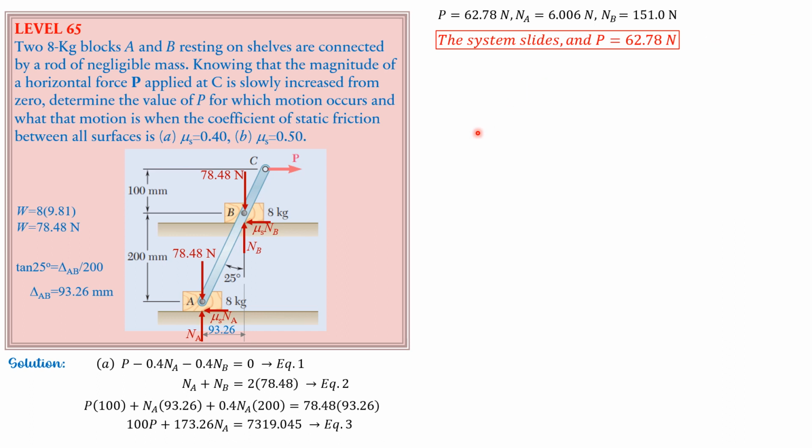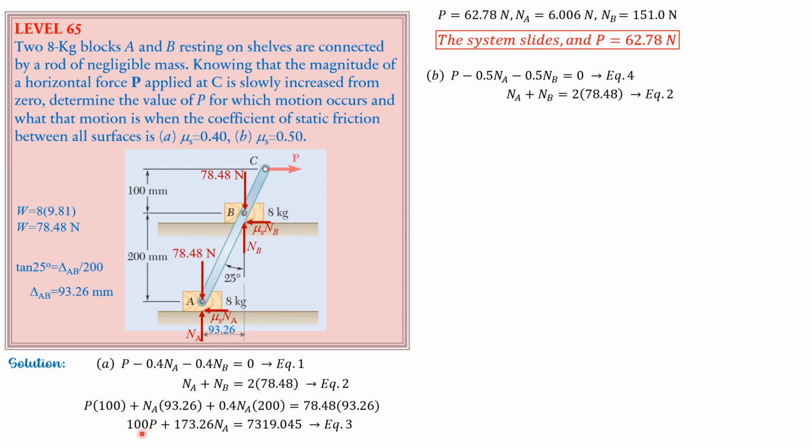For the second part, we establish the same equations, but this time the coefficient of static friction is 0.5. So in equation 1, we just replace 0.4 by 0.5. So P minus 0.5 NA minus 0.5 NB equals 0. Call that equation 4. Then the second equation is the same: NA plus NB equals 2 times 78.48. So that's equation 2 also.